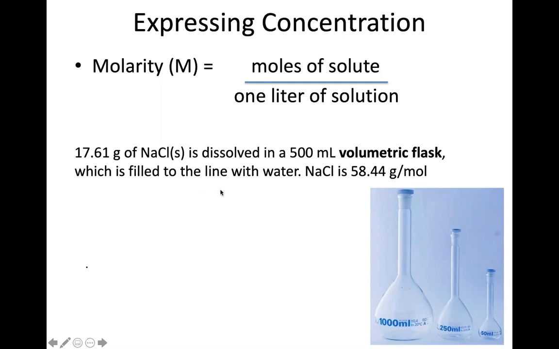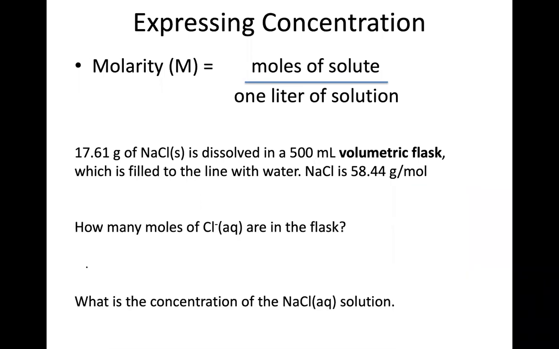The reason I'm mentioning this is that a lot of times questions involving making solutions describe scenarios where a volumetric flask is filled to the line. It means you've added enough so that it is now holding half a liter, 500 milliliters. So we could think about this in different ways. And the questions that you had within Perusall were very insightful for me. So first of all, how many moles of chloride would be in the flask?